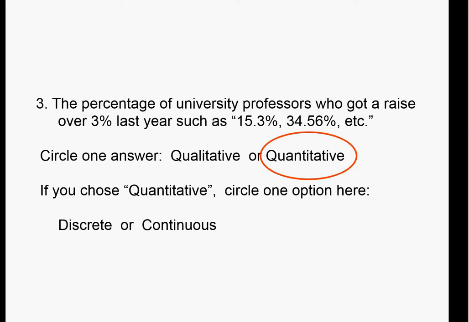In addition, these numbers, these percentages, are not the result of counting. These values are the result of calculation using some existing numbers. So this is a continuous variable. They have decimals. You can increase the number of decimals to give more precision. So this is a continuous quantitative variable.